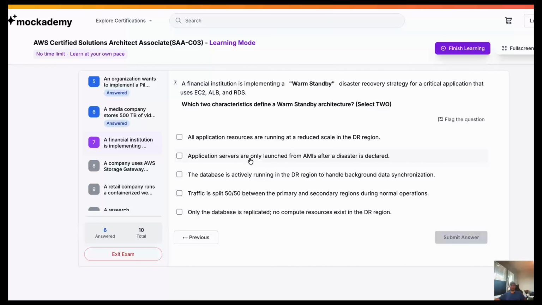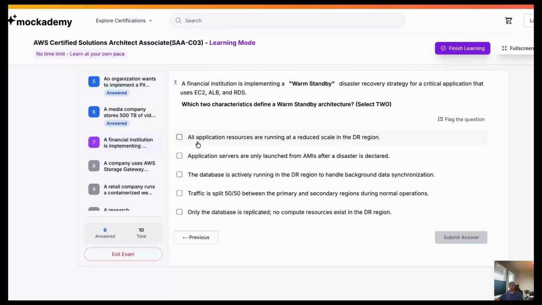Option B, application servers are only launched from AMIs after a disaster is declared. Option C, the database is actively running in the disaster region to handle background data synchronization. Option D, traffic is split 50-50 between the primary and secondary regions during normal operations. Option E, only the database is replicated. No complete resources exist in the DR region.